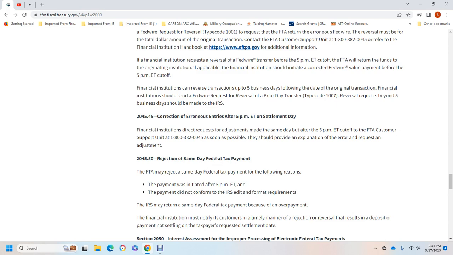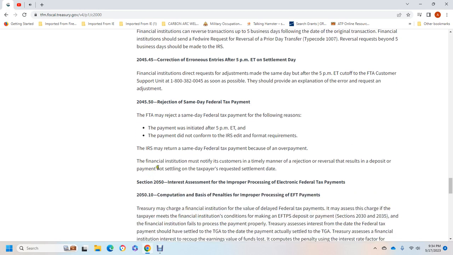2045.50, rejection of same day federal tax payment. The federal tax application may reject a same day federal tax payment for the following reasons. Payment is initiated after 5 p.m. Eastern Standard Time. Payment does not conform with the IRS edit and format requirements. The IRS may return a same day federal tax payment because of an overpayment. The financial institution must notify the customer in a timely manner of the rejection or reversal of the deposit payment, not settling the taxpayer's requested settlement date.